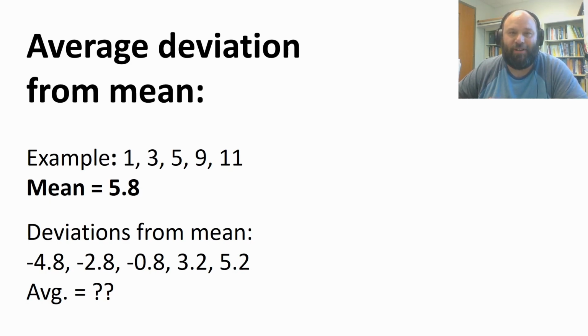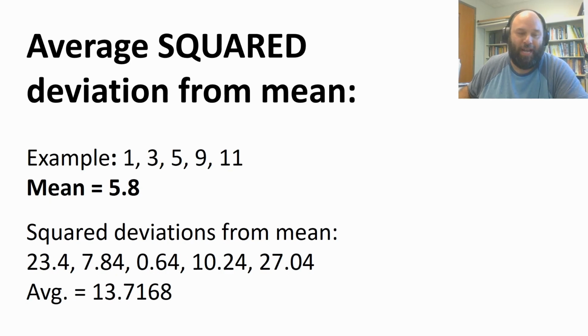Let's try something different. The reason we're getting 0 is because the observations that are smaller than the mean have deviations that are negative that cancel out the positive deviations from the observations that are larger than the mean. But we can avoid that if we square all of the deviations, because a negative times a negative is a positive. So we square the negative 4.8.